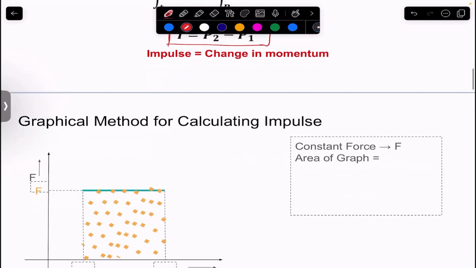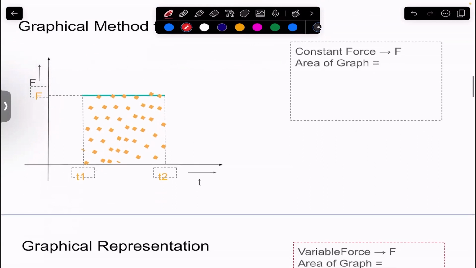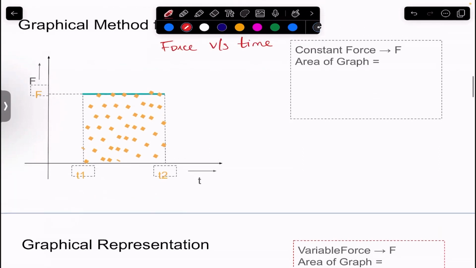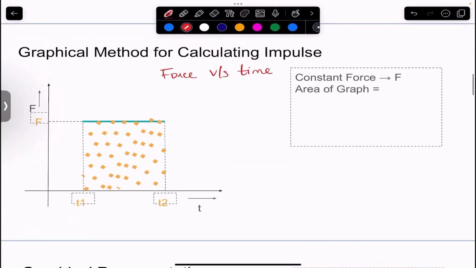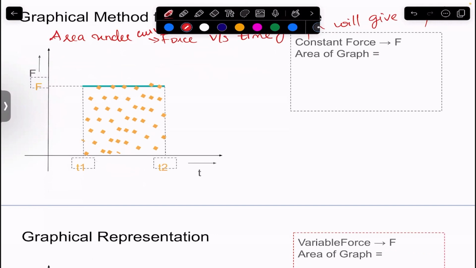Now, to calculate the impulse, you can use the graphical method. If you consider a graph of force versus time, the area under the curve gives you impulse. The area under the curve of the force versus time graph will give you the impulse, the quantity of impulse that was acting on the object. So how to find this? This yellow shaded portion is the area under the F-T graph.